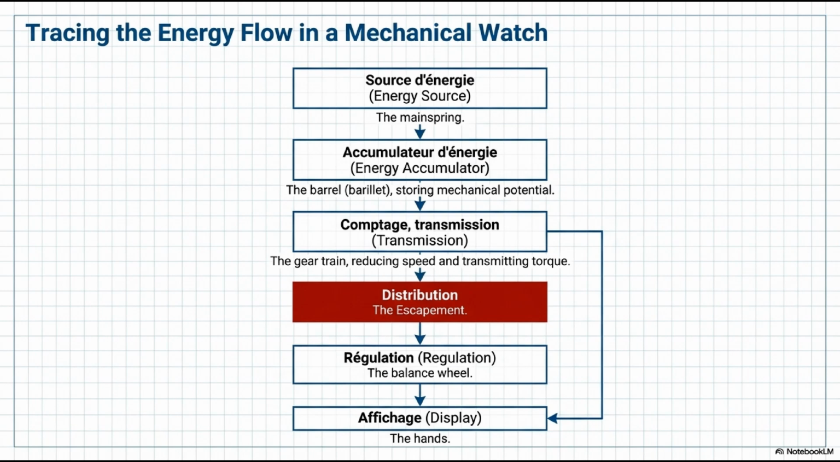This is highlighted in red in every textbook diagram for a reason. It is the critical control point of the entire system, the valve between the energy delivery chain and the frequency setting chain. Stage 5: the regulating organ or regulation, the balance wheel and hairspring, which define the oscillation frequency.